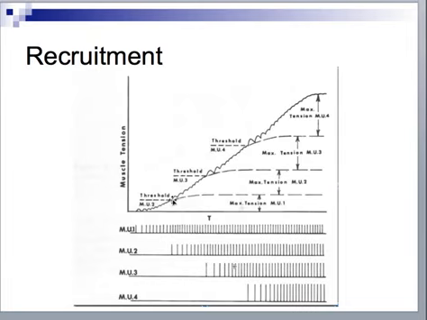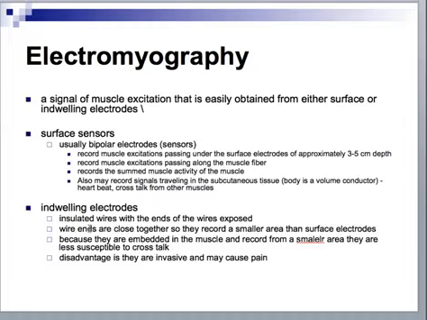And then indwelling electrodes are insulated wires that are inserted into the skin with a needle. It's usually small gauge, and then the needle's extracted, and the wires are left in the muscle and connected up to a recording unit to record the differences in electrical potential in the muscle. The major advantage of the indwelling electrode is it records specifically from the muscle it's in, whereas surface electrodes, because they're on the surface, can pick up other muscles and electrical signals, such as from your heart.